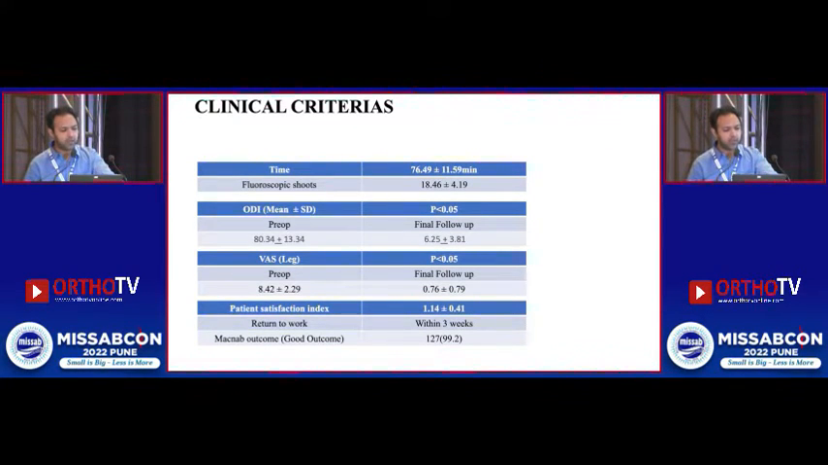These are the various clinical criteria we have measured. The ODI and the VAS score were clinically and statistically significantly reduced in our study. The time of surgery was 76.49 minutes, and around 19 fluoroscopic shots were taken. The patient satisfaction index is 1.14, which is excellent. The return to work is within 3 weeks, and the MacNab outcome is excellent in 127 patients.